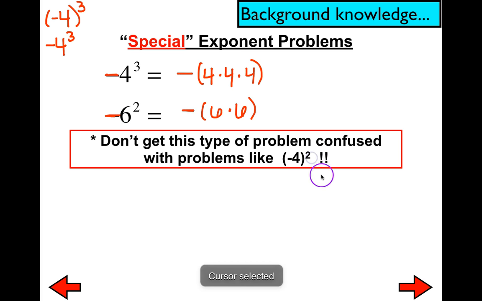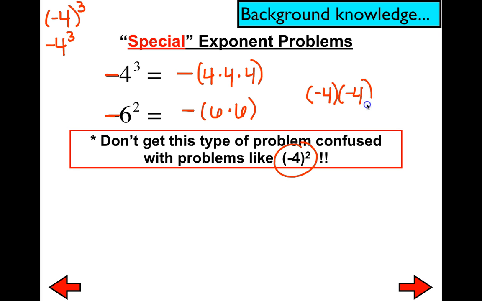So now let's try some examples. But before I do that, I want you to make sure you don't confuse it with this right here. In this one, your base is negative, so I would be repeating a negative 4 two times. So notice there's a big difference between repeating a negative 4 and just a 4 with a negative on the outside, so please don't confuse the two.